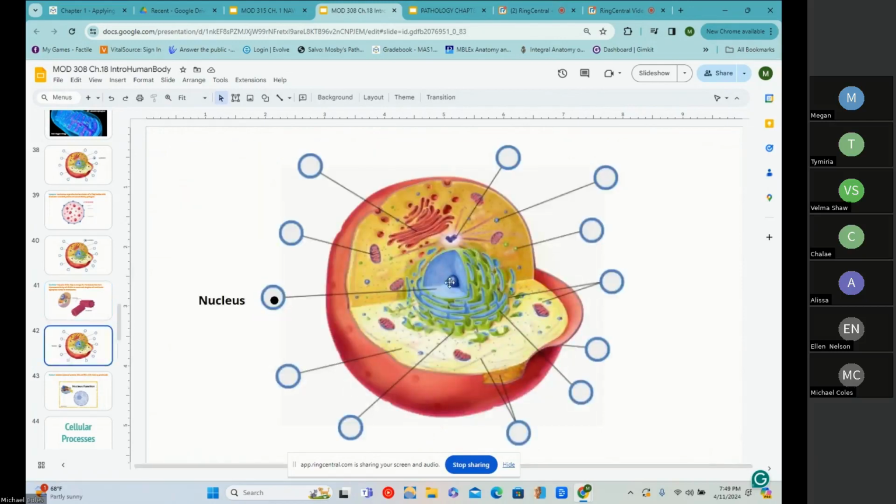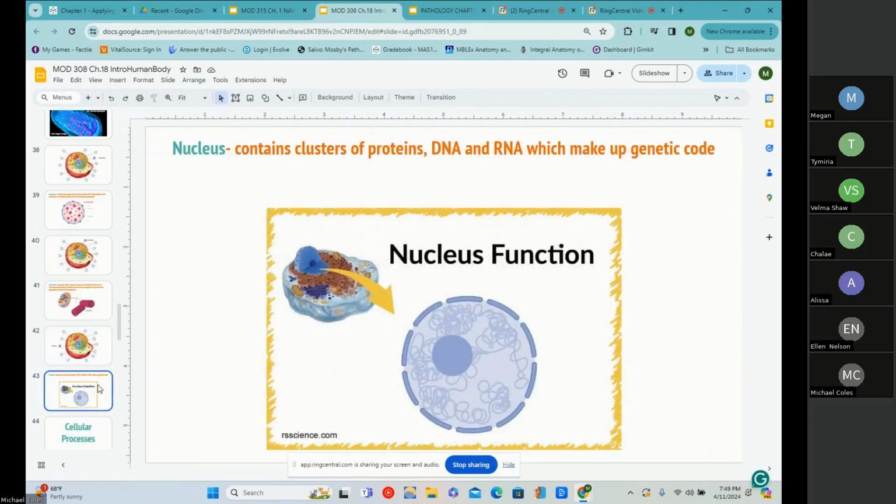And of course, the nucleus is going to be the epicenter, the main mothership that's going to be sending the blueprint and the signals out to the rest of the cell for them to do their job. All right, this is our genetic code for each individual cell.